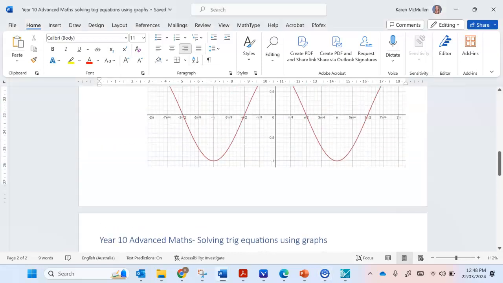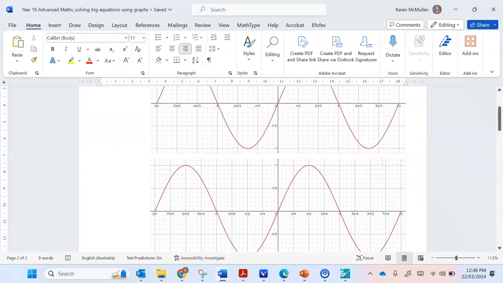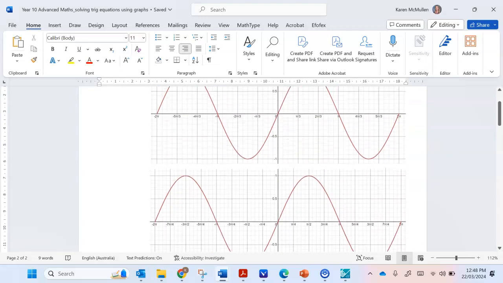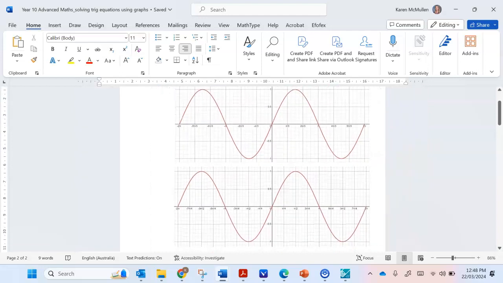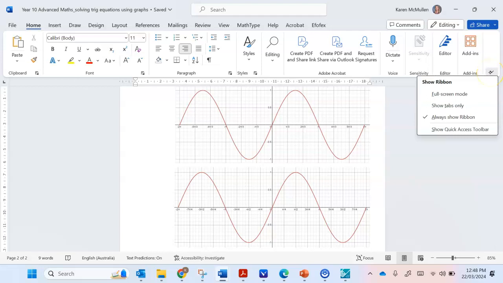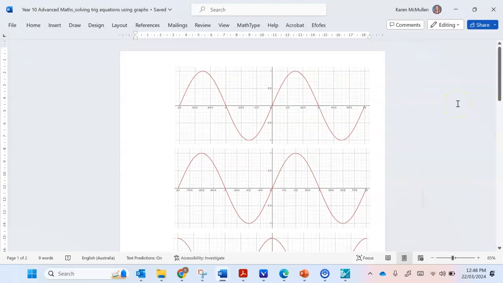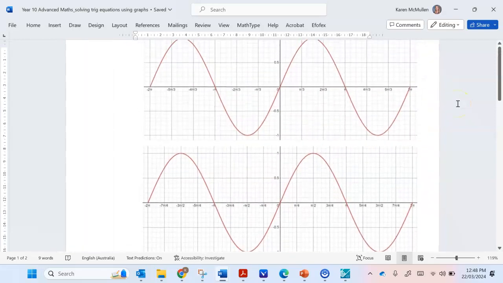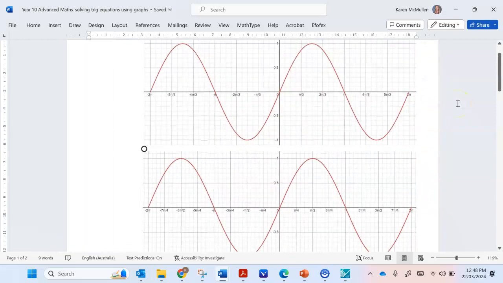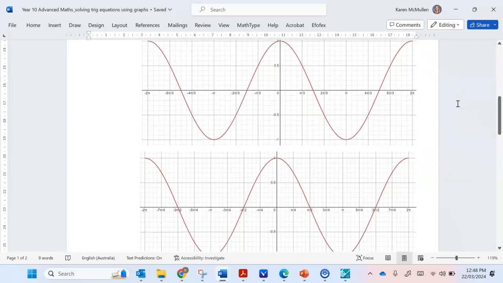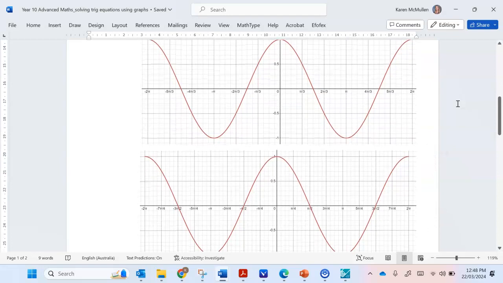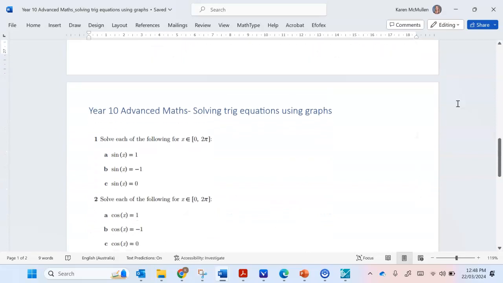And what we've got here are two sine graphs. Now, the main difference between the two of them, actually, let's just get rid of this. Okay, so the main difference between the two is just the scale. It's the same graph. All right, you can just see your x scale is different. And then we've got our cosine graphs. Okay, so we're going to be using them to help us solve these equations, find x.